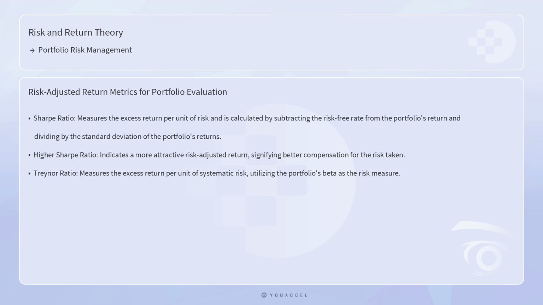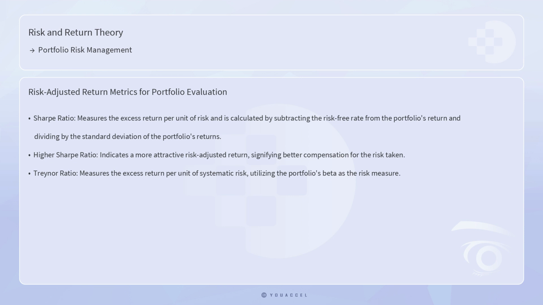Risk-adjusted return metrics are essential tools for evaluating the performance of a portfolio. The Sharpe ratio, for instance, measures the excess return per unit of risk and is calculated by subtracting the risk-free rate from the portfolio's return and dividing by the standard deviation of the portfolio's returns. A higher Sharpe ratio indicates a more attractive risk-adjusted return.